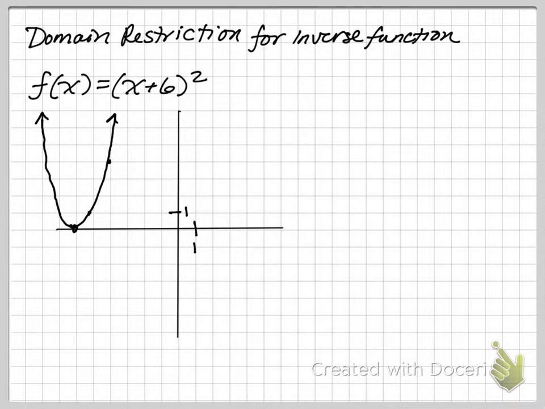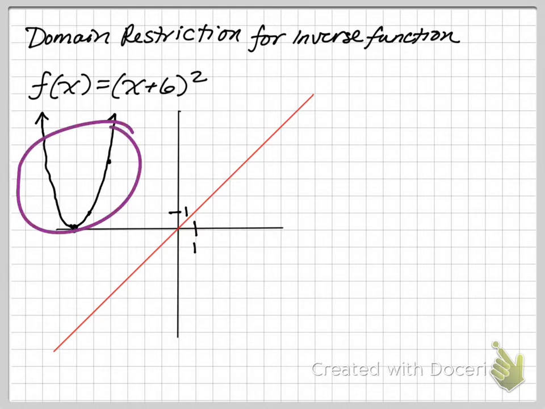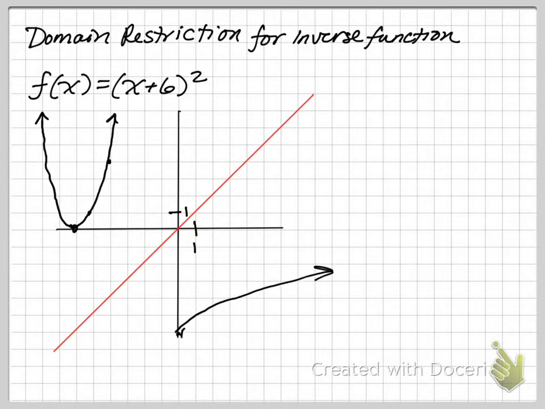So here's the graph of (x plus 6) squared. And then if I look at the inverse, let's think about it as the reflection through the line y equals x. So there's the line y equals x. And if I reflect that graph through the line y equals x, I get something that looks like this. And that graph does not pass the vertical line test. I can draw a vertical line and hit the graph in more than one point, therefore it does not pass the vertical line test.